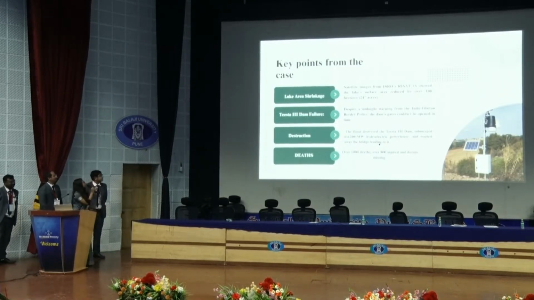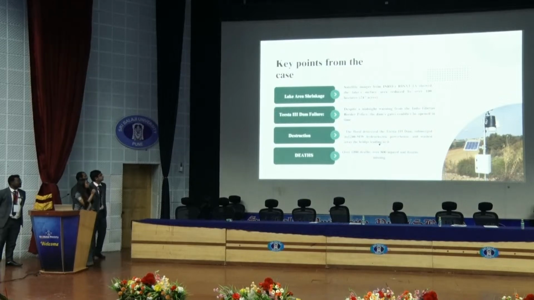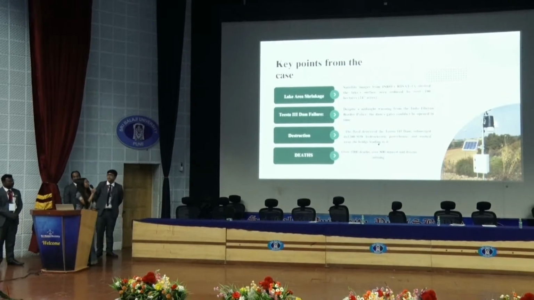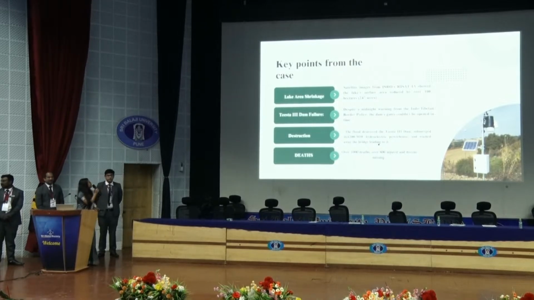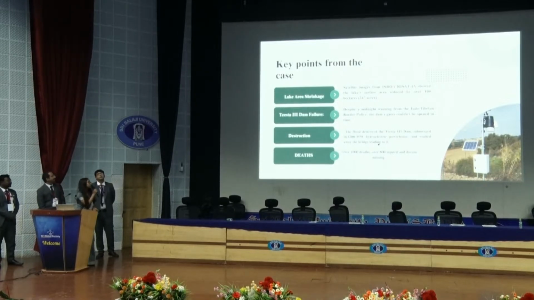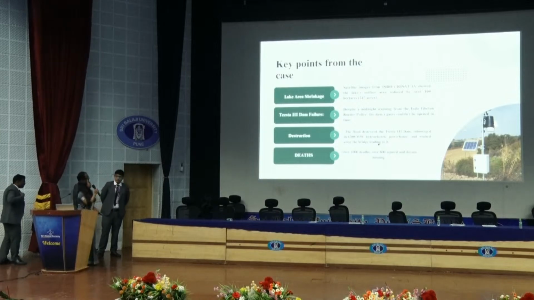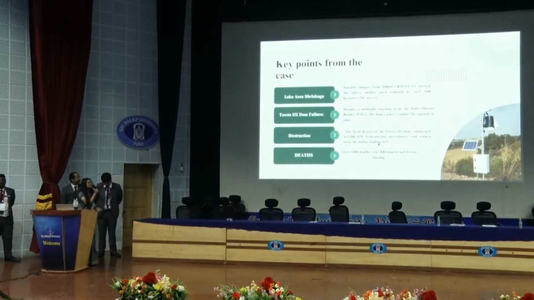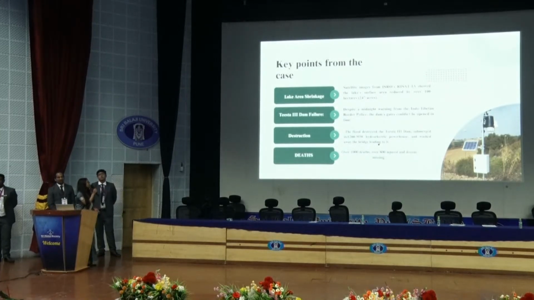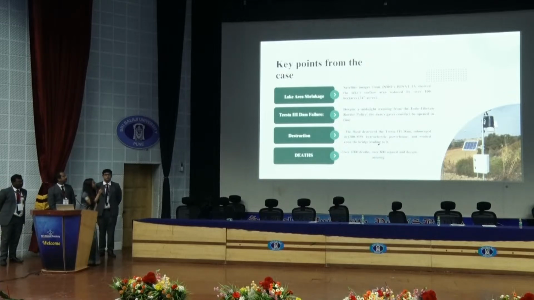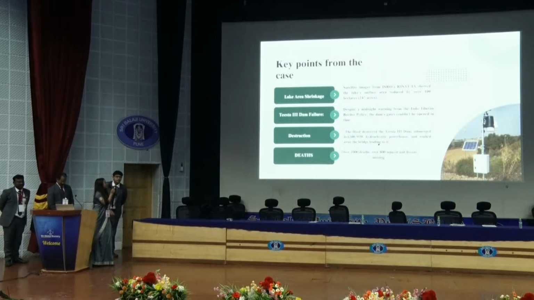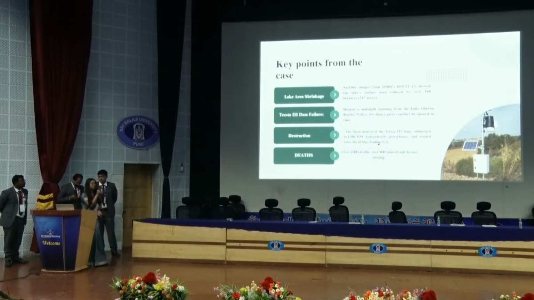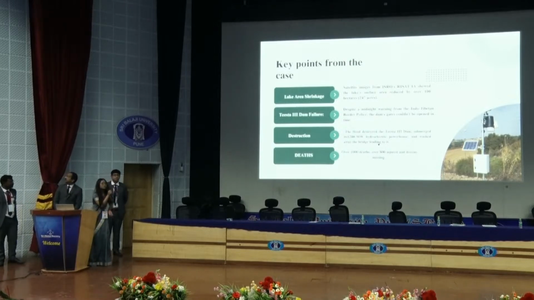Key points from the case. Lake area shrinkage: satellite images showed that the lake surface area reduced by over 100 hectares. Teesta 3 dam failure: despite a midnight warning from the Indo-Tibetan Border Police, the dam gates could not open in time. Destruction: the flood destroyed the Teesta 3 dam, submerged its 1,200 MW hydroelectric powerhouse and washed away the bridge leading to it. Deaths: over 1,000 deaths, over 800 injured and dozens missing.